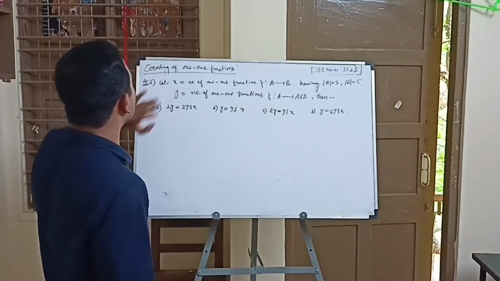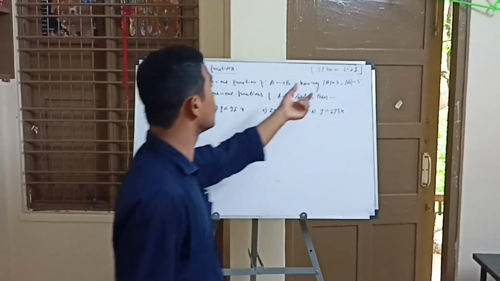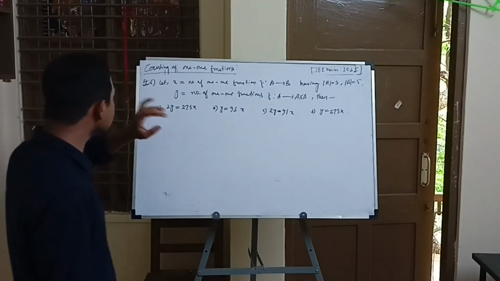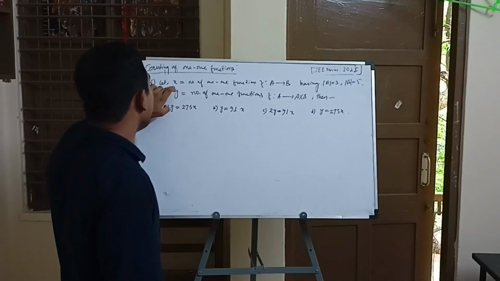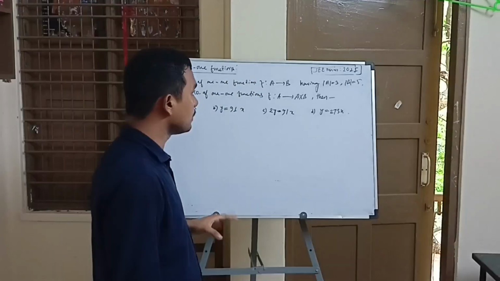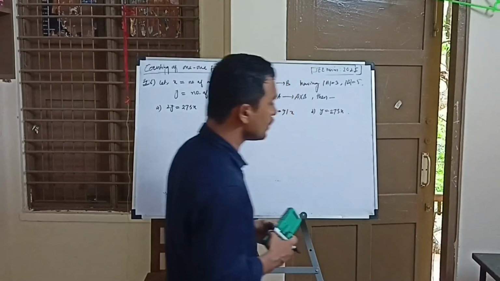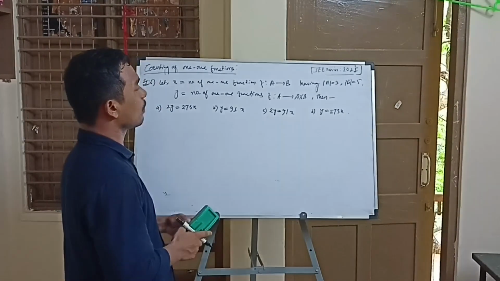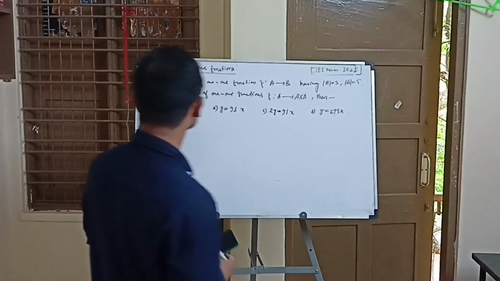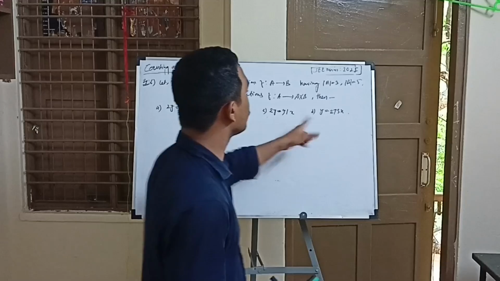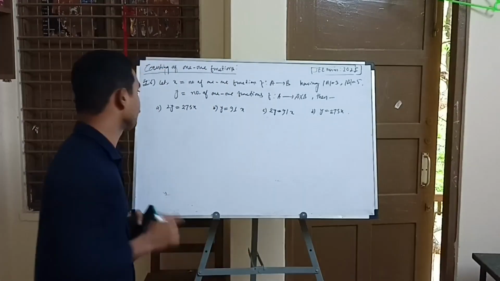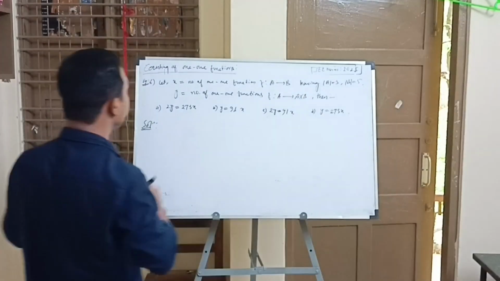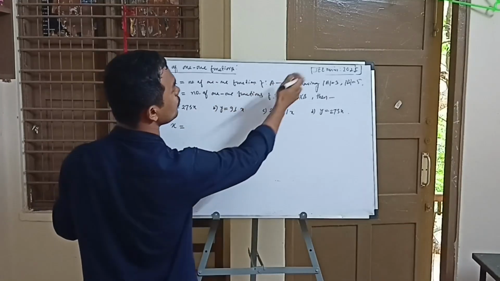Okay. See, next example. This question was asked in JEE Mains 2021. The question is that define x as the number of one-one functions from A to B having cardinality of A equal to 3 and the cardinality of B equal to 5. Y denotes the number of one-one functions from A to A cross B. Then which one of the following is true? Okay. This is a very easy problem.